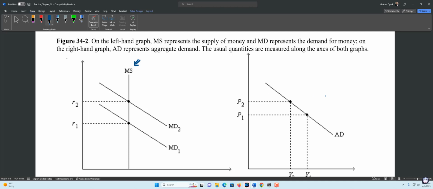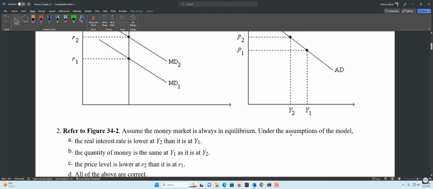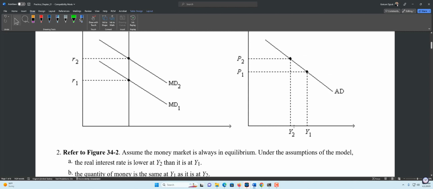The second one represents the aggregate demand curve, where the price level represents the general level of prices and Y represents the amount of output. So, based on these two figures, and assuming the money market is always in equilibrium under the assumptions of the model, let's find out which one is correct. The real interest rate is lower at Y2. Let's find out. At Y2, when you follow the figure, you will find out that the price level is P2 and then the interest rate is R2. The real interest rate is lower at Y2 than at Y1. At Y1, actually, the real interest rate is going to be lower. Therefore, this is not correct.